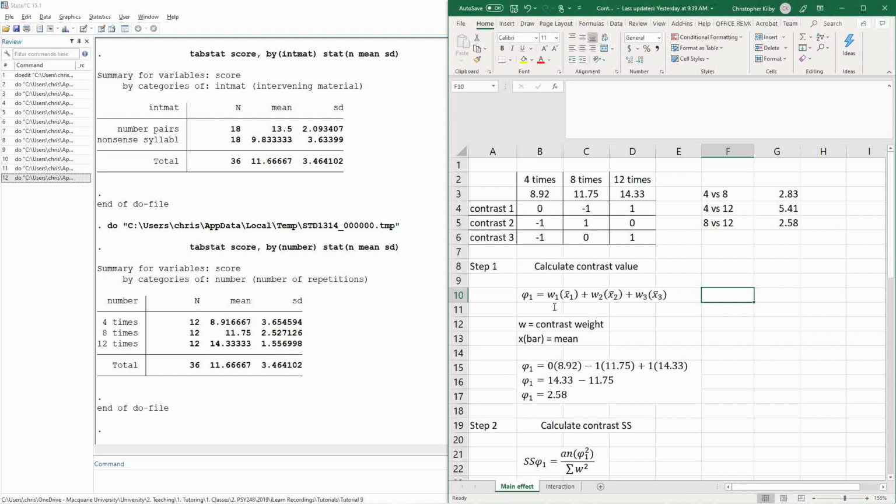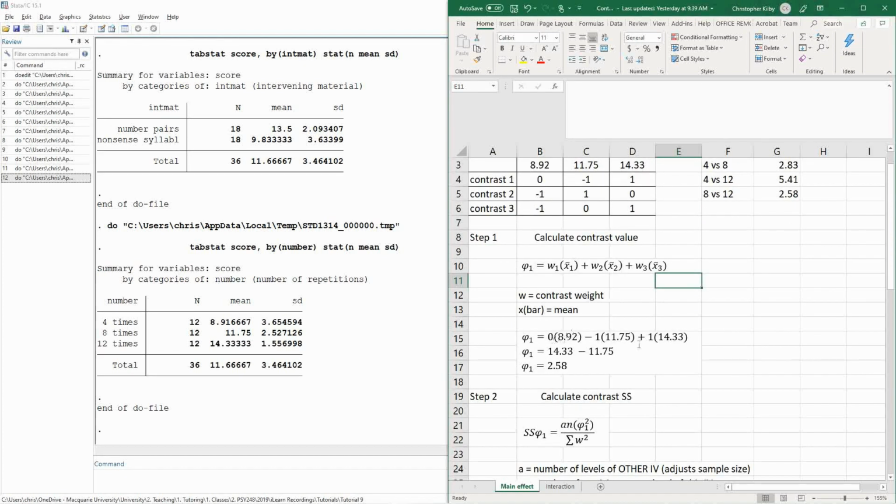For those of you that are mathematically inclined, you'll already be able to go, oh, I see why he gave a 0 there. Because once I multiply 0 by 8.92, this will equal 0. So if you remember before, I said we assign 0 to things we want to get rid of, because in this first step, it will literally get rid of them out of the equation. And then W2 will be -1, X bar 2, 11.75, W3, 1, X bar 3, 14.33. So all I'm doing is assigning my contrast weights and then in brackets the mean for that group.